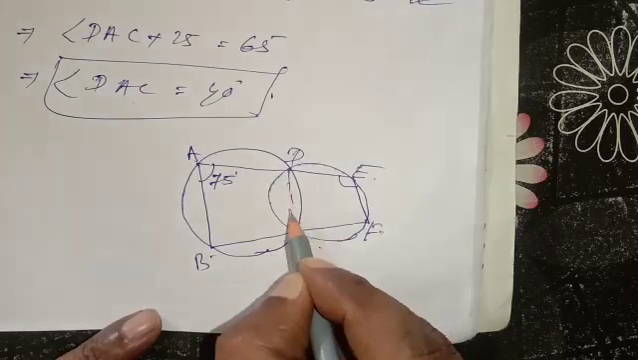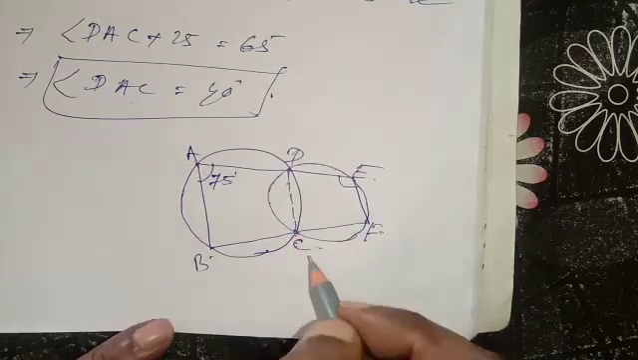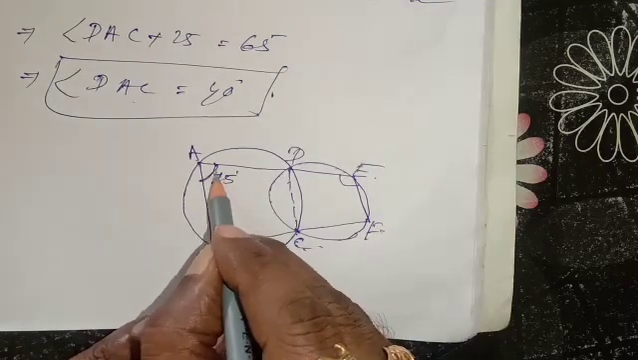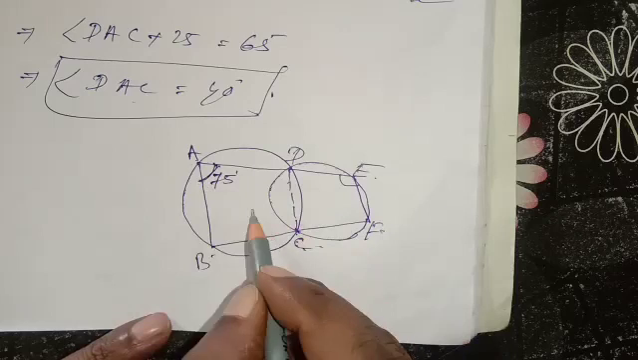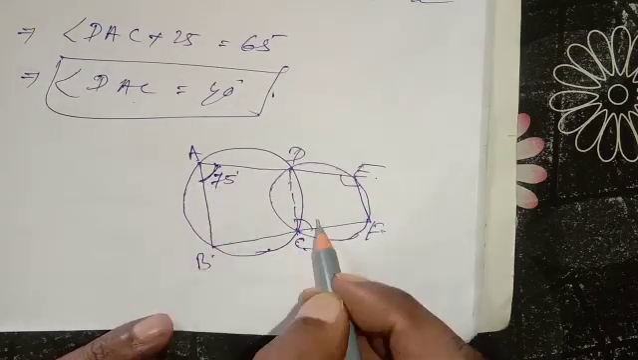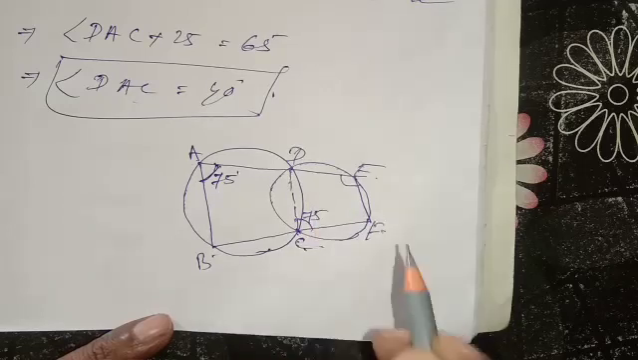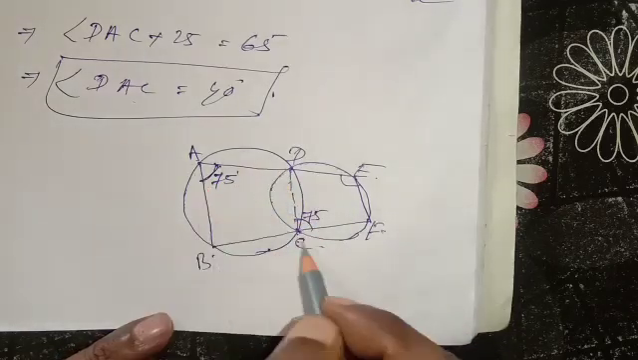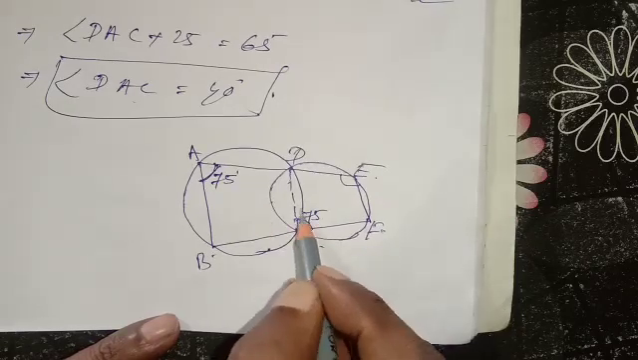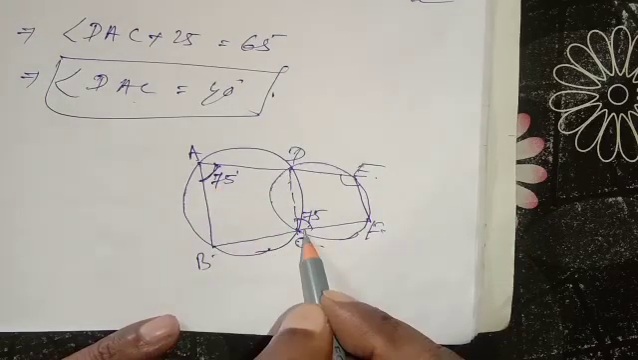This is the construction part. If I join DC, then in the quadrilateral, this angle is equal to the exterior angle. That means the exterior angle is equal to the interior opposite angle. That means this is 75. For this circle, ABCD is a cyclic quadrilateral. This is the exterior angle. The exterior angle is equal to the interior opposite angle. This angle is equal to this angle. So this angle is 70.